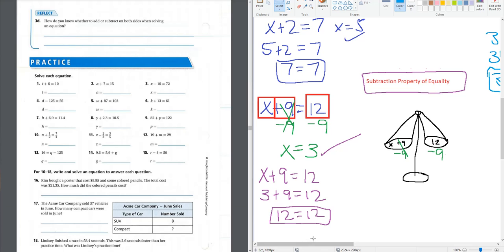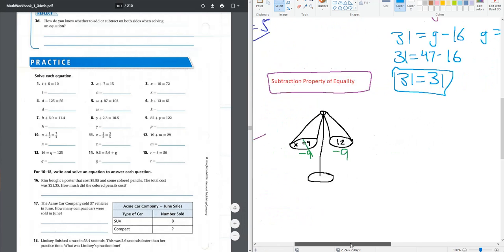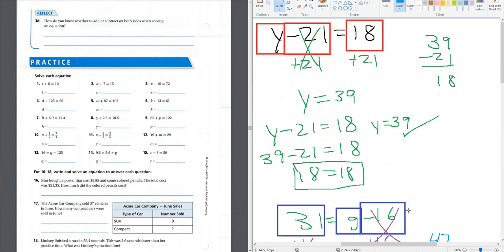Now next time we're going to be learning about multiplication and division. Same kind of ideas. You're going to be doing the same thing to both sides, it's just you're going to be doing multiplication and division this time.